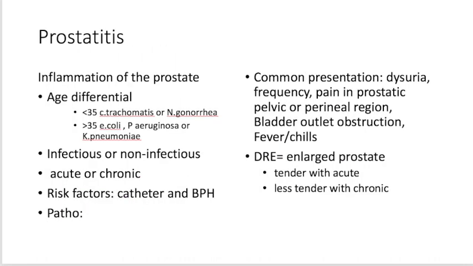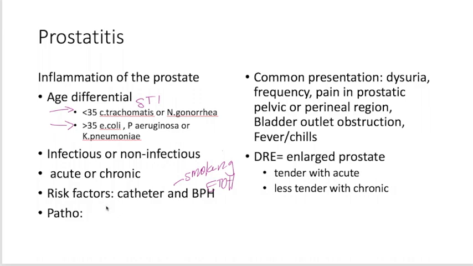I'm going to switch over to the males. So prostatitis. So this is inflammation of the prostate. There's an age differential with presentation of prostatitis. As you can see, if we are in the younger category, less than 35 years, we are thinking STIs. If we are in the older category, we're thinking more of the enteric organisms, such as E. coli, P. aeruginosa, or K. pneumoniae. You can have some other non-infectious causes. Also, smoking and alcohol increase your risk of this.